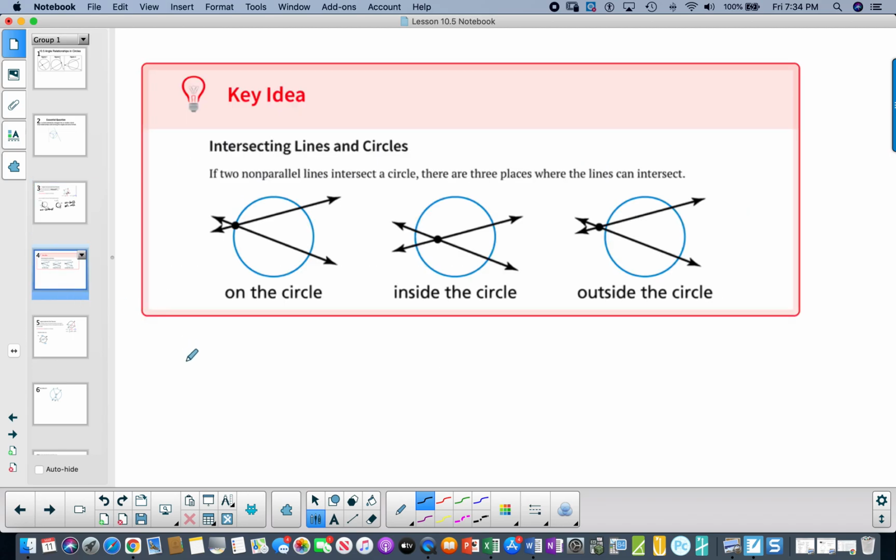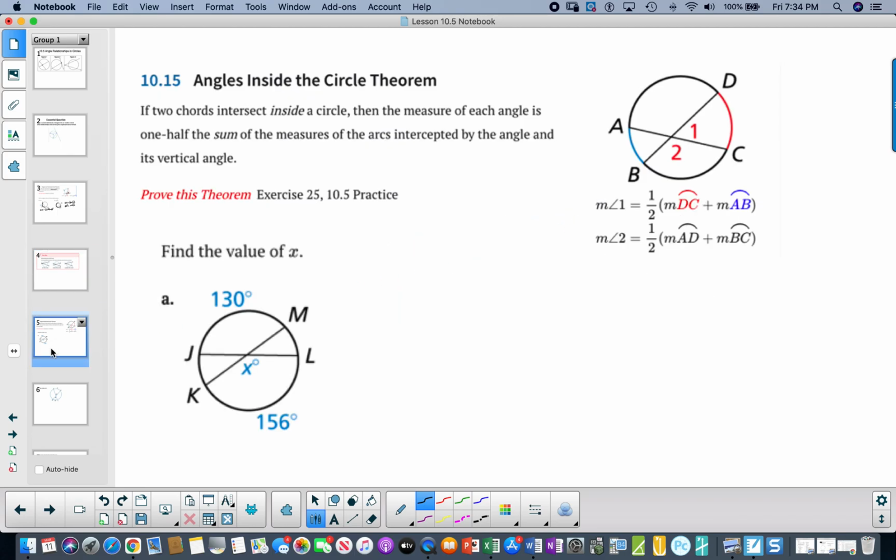The other angles that we're going to be working with include an angle that we've already talked about. This is called the inscribed angle, where again the vertex is on the circle. But we're also going to work with angles whose vertex is inside the circle, and with a vertex that's outside the circle. The first one will be the angles inside the circle theorem.